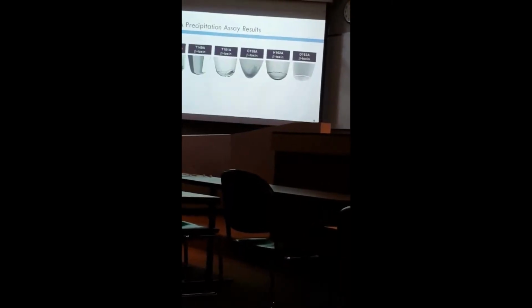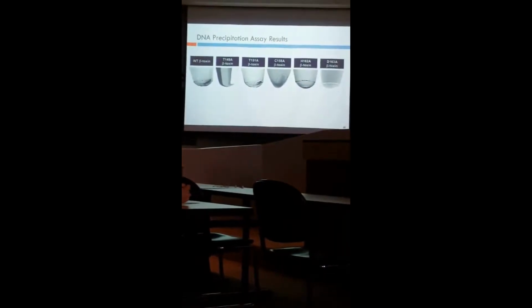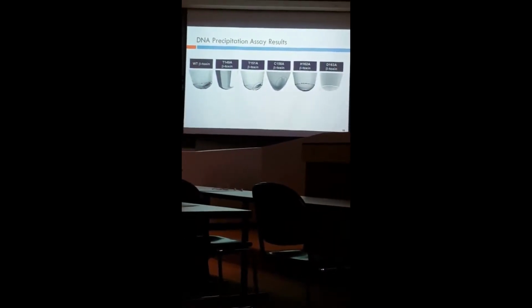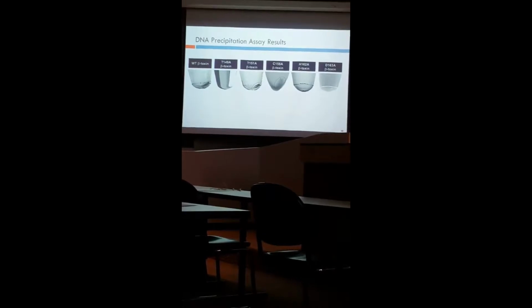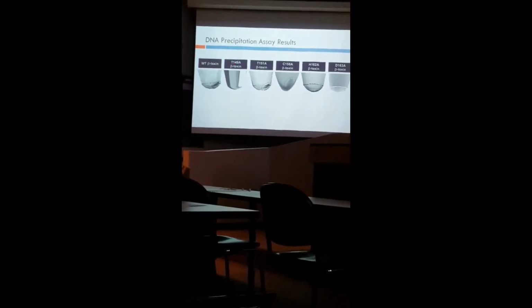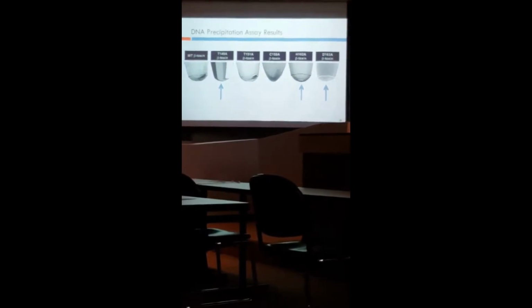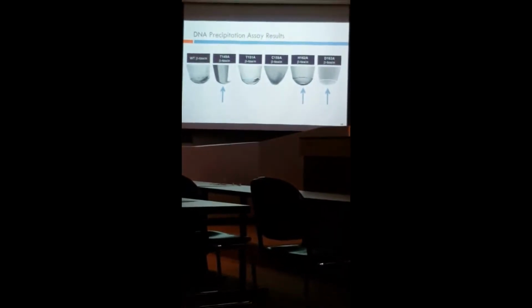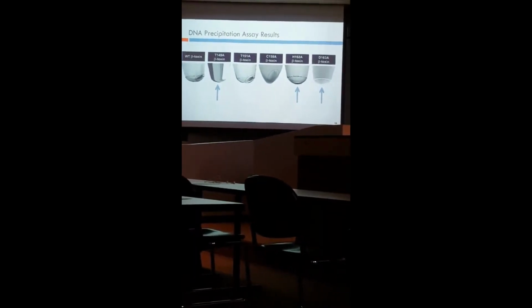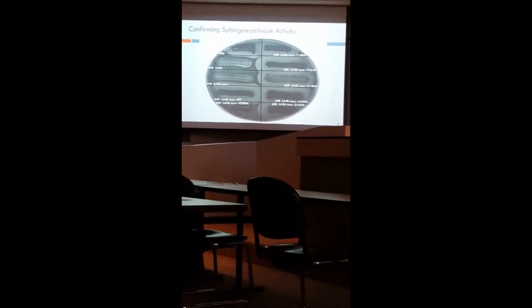So here we can see the results. So the wild type right here that contains the B-Toxin, we can see that little pellet right there, which confirms that that could oligomerize in the presence of DNA. These 2 mutants also had that ability, so they had the pellets as well. But these 3 here did not. So they had no pellet formation, so they knew that those amino acids were necessary for the ligase activity of the B-Toxin. So next they went on to confirm the sphingomyelinase activity.